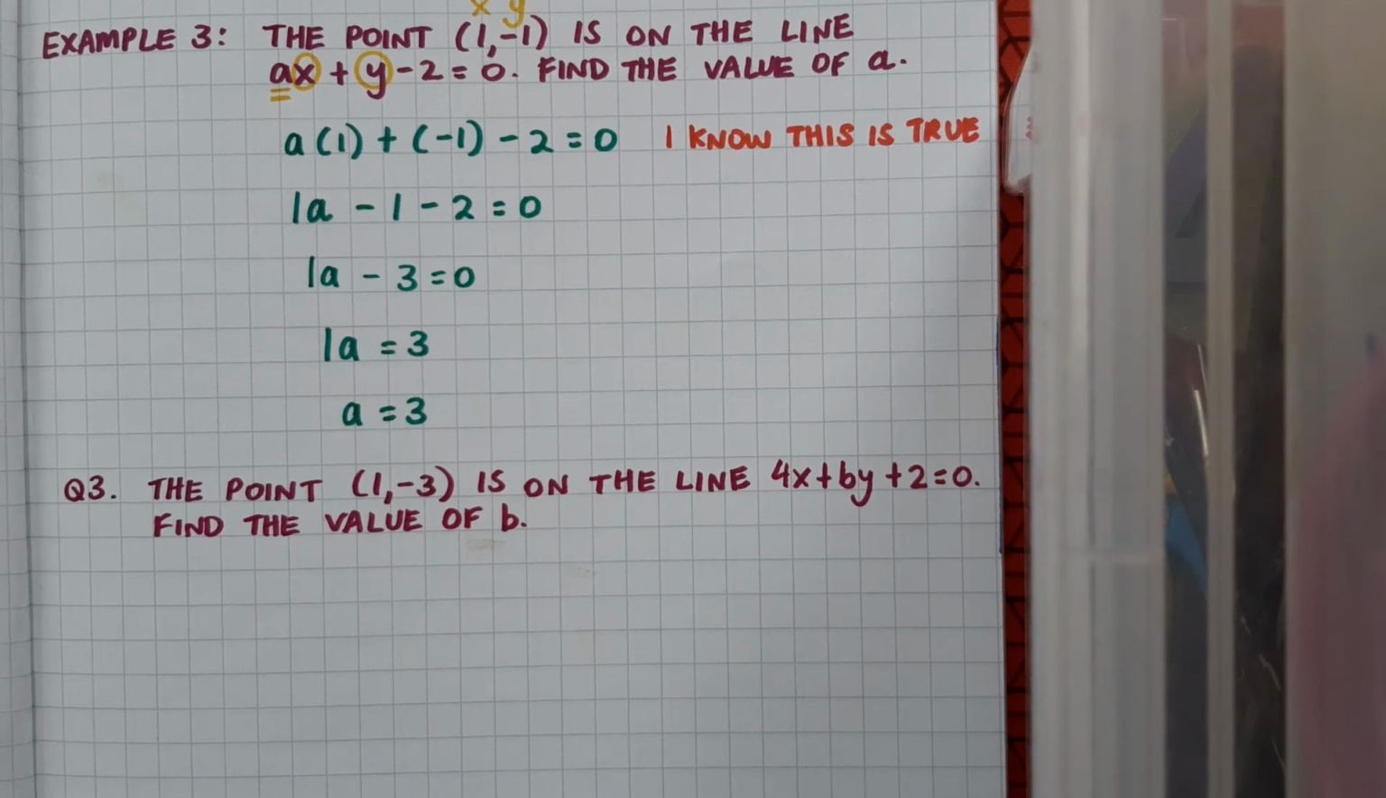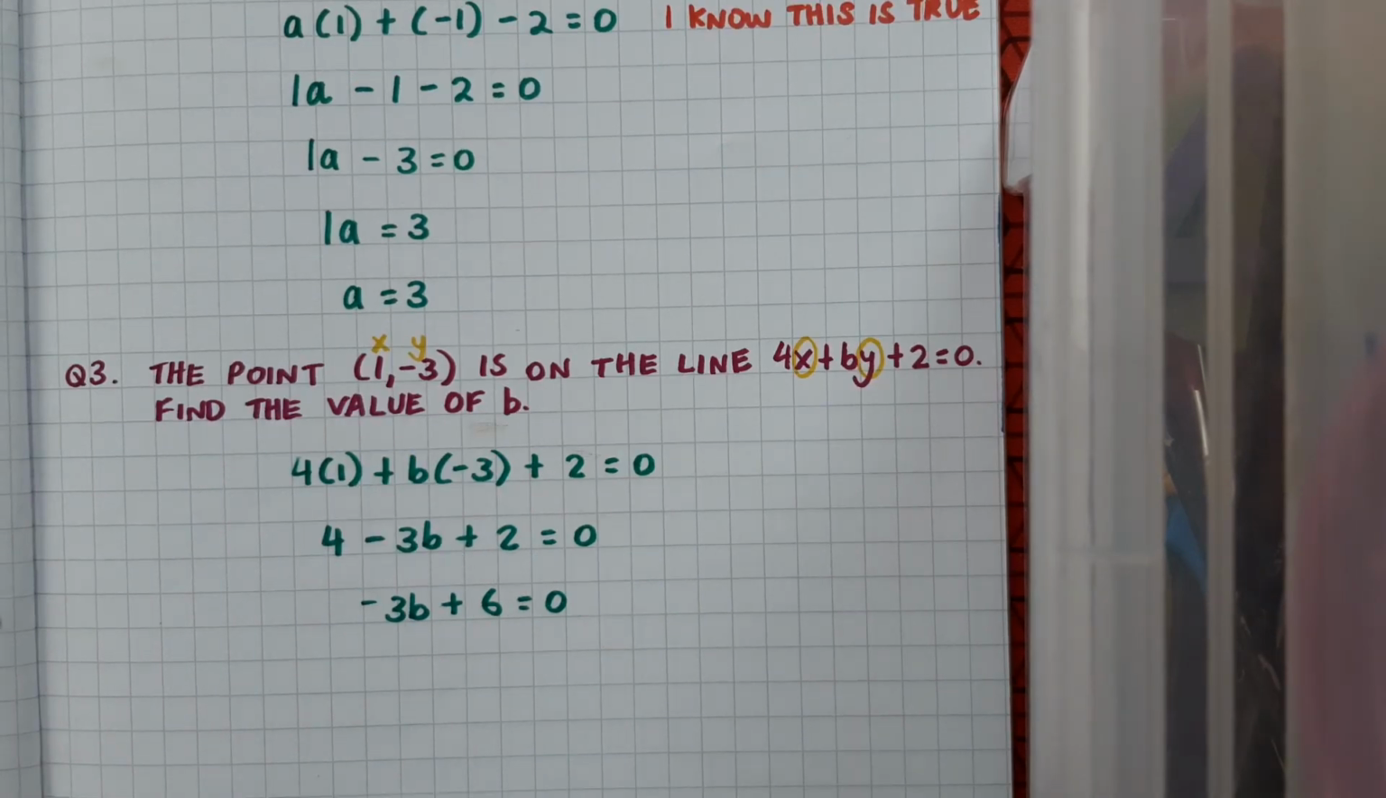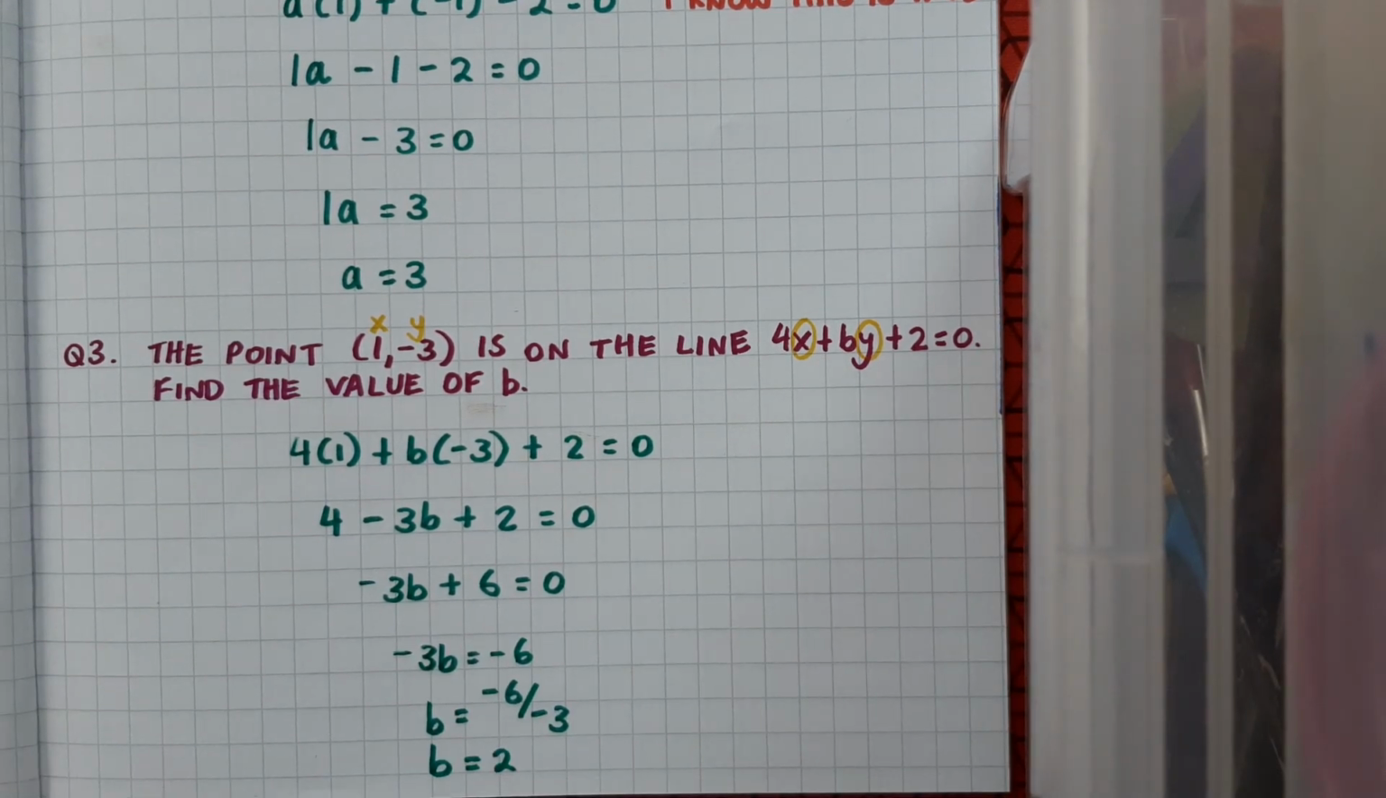So again, I'll label my point x, y, and I'll substitute those values in for x and y in the equation. And when I substitute that in, it looks like this: 4 bracket 1 plus b bracket minus 3 plus 2 equals 0. So now I want to multiply that out, and I can put my constants together, and then I'll keep my variables on the left and my constants on the right, and I'll divide across by minus 3 to get b. So in this case, b is equal to 2.